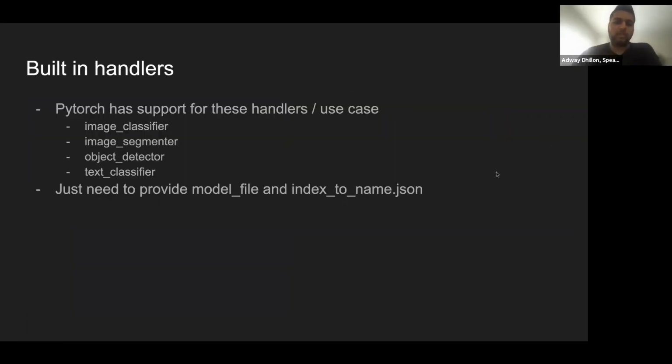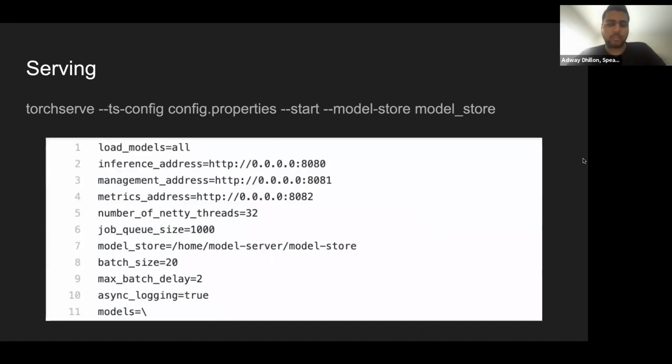So PyTorch also has support for these handlers. The use cases are image classifying, image segmentation, object detector, text classifier. It's again fairly straightforward. Just provide the model file and then a JSON file, and PyTorch takes care of it. So this is what the configuration file looks like for TorchServe. Just provide the inference, management, and the metrics addresses.